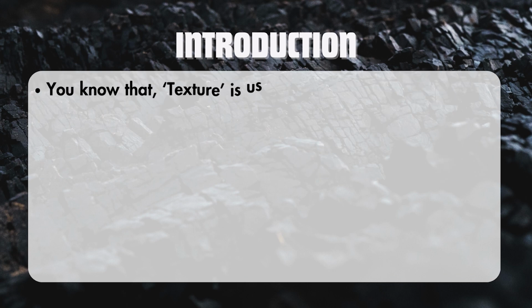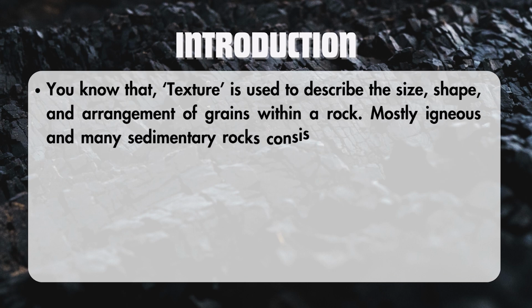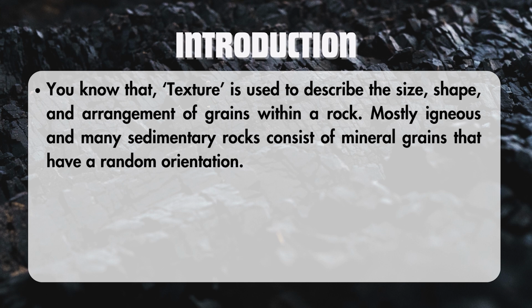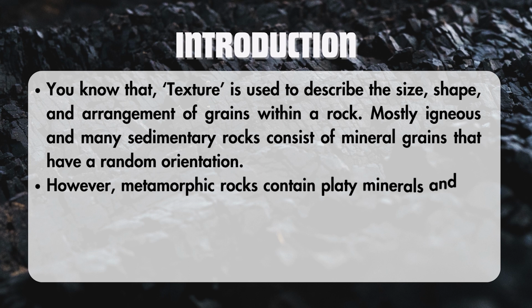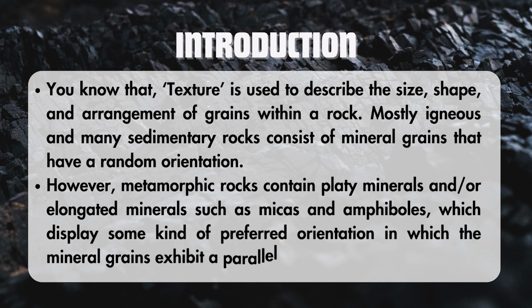You know that texture is used to describe the size, shape and arrangement of grains within a rock. Mostly igneous and many sedimentary rocks consist of mineral grains that have a random orientation. However, metamorphic rocks contain platy and/or elongated minerals such as micas and amphiboles, which display some kind of preferred orientation in which the mineral grains exhibit a parallel to subparallel alignment.